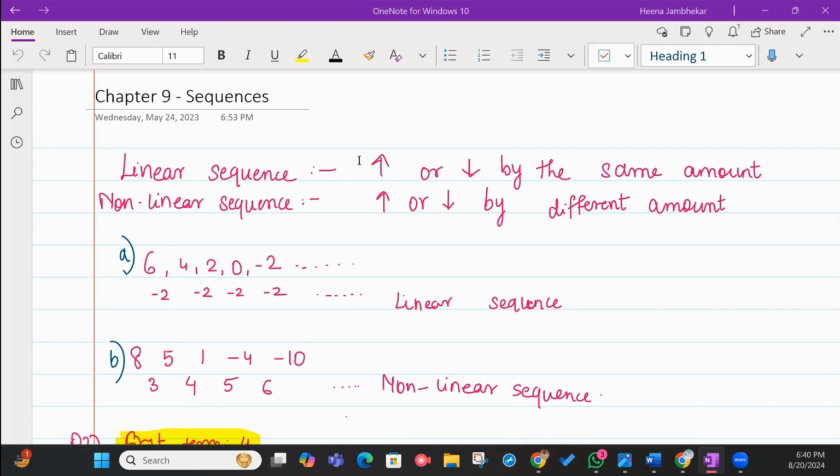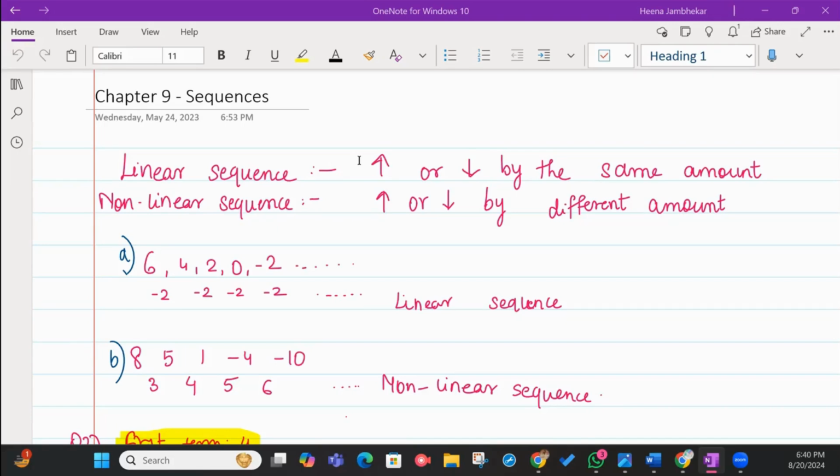Are you seeing this? Look at this one. You have 8, 5, 1, minus 4 and minus 10. What do you get here? 8 minus 5 gives you 3. 5 minus 1 gives you 4. 1 minus 4 will give you 5. Minus 4 minus minus 10 will give you a positive 6, right? So what do you understand? This is a non-linear sequence. Are we understanding the difference here?